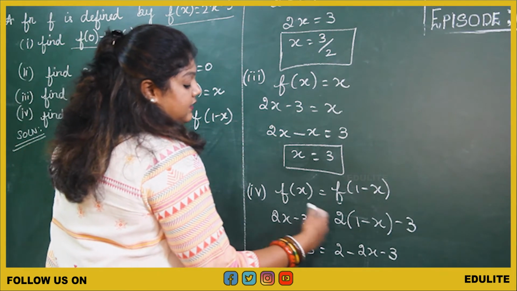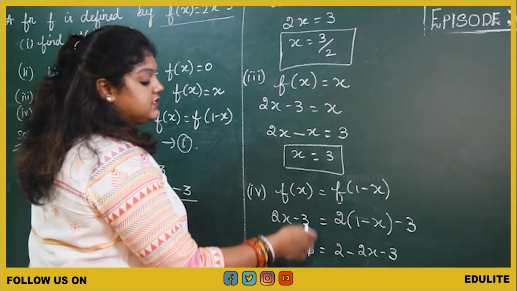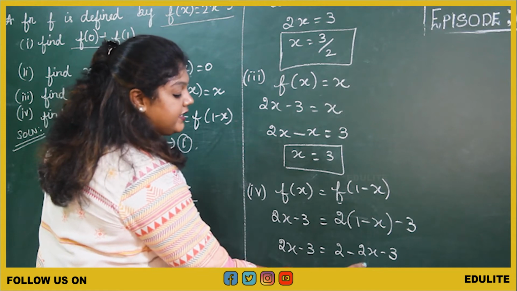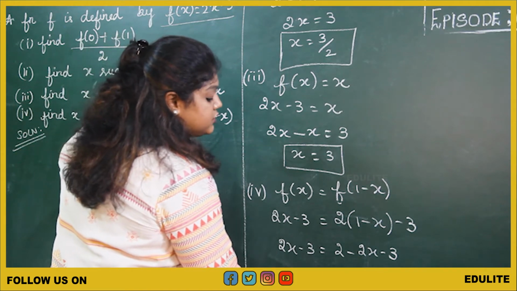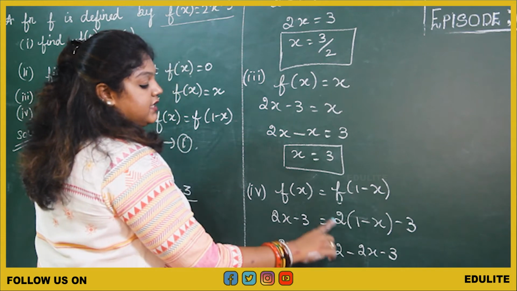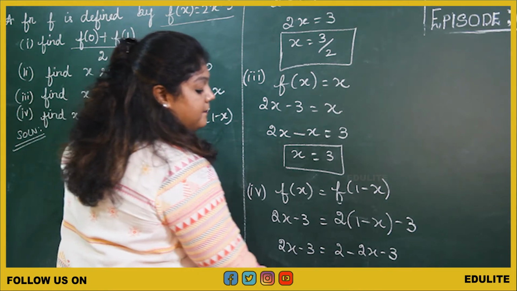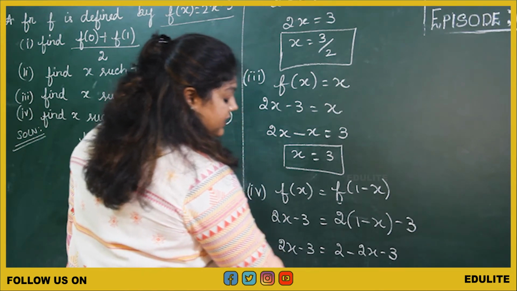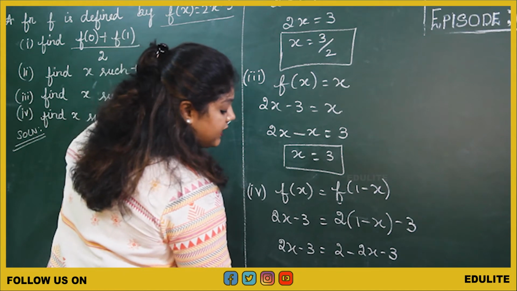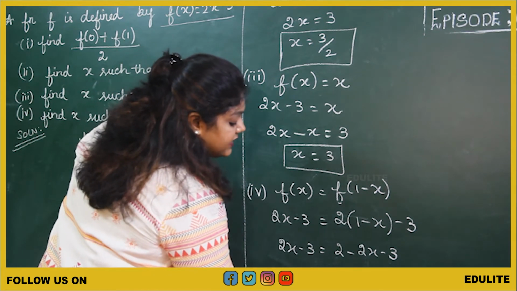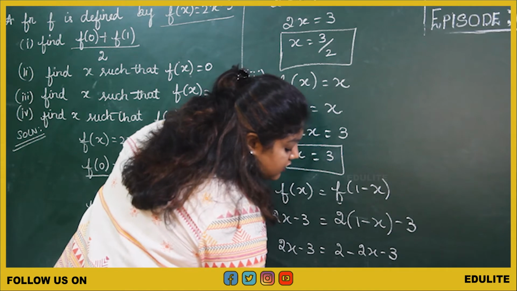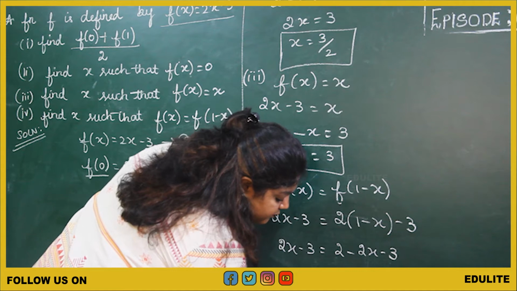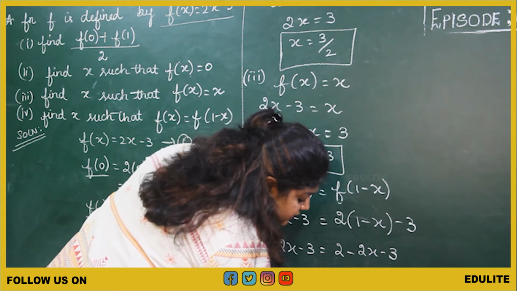We will take the x terms to one side and the constant terms to the other side. What I am doing is, 2x I will have it here. This minus 2x, if it comes to the other side, it will become plus 2x. Minus 3, if it goes to the other side, it will become plus 3, plus 2 minus 3. So, plus 3 and minus 3 will get cancelled. 2x plus 2x will become 4x is equal to 2. x is equal to 2 by 4, so x equals 1 by 2.